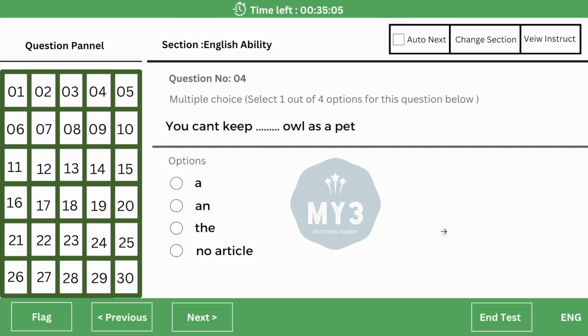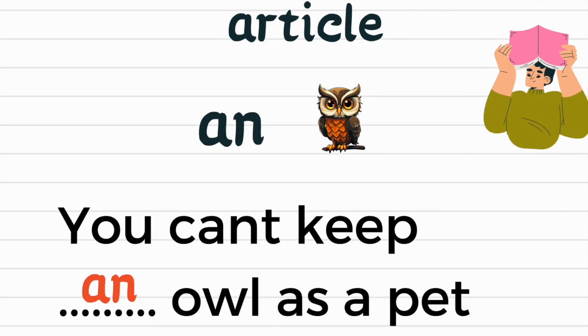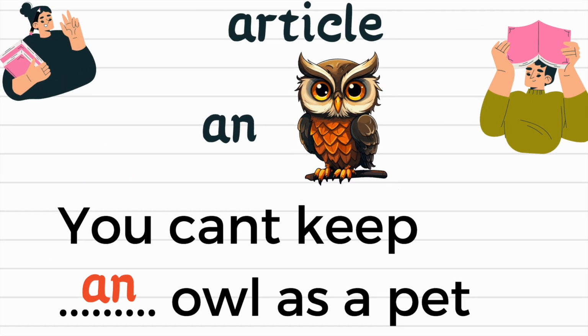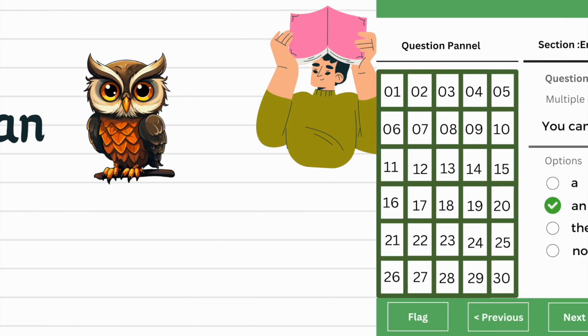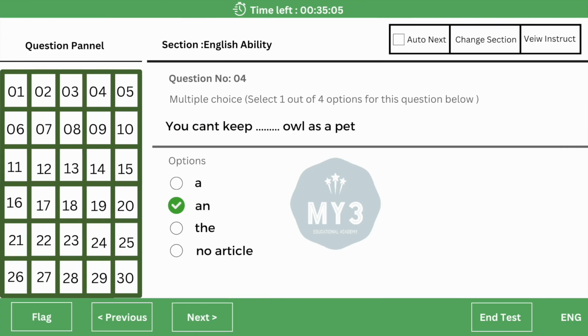You can't keep dash owl as a pet. You have the option choices: a, an, the, and no article. If you observe, you can't keep an owl as a pet. So that would be the answer choice; the answer must be an. This is an article-based question.